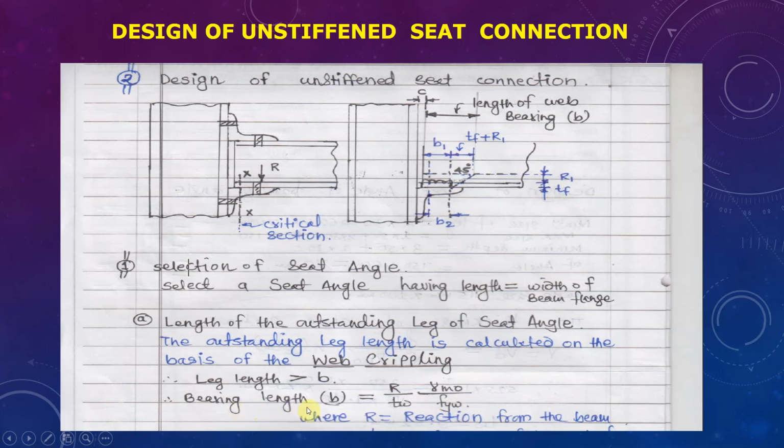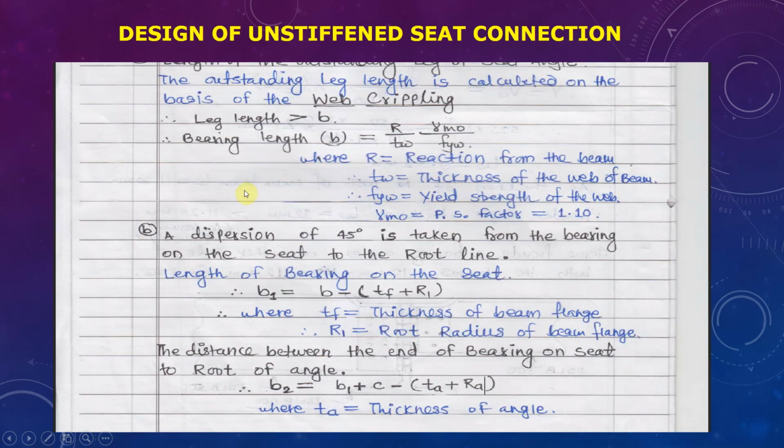So the bearing length B is equal to R upon TW into gamma M0 upon FYW, where R is the reaction from the beam, TW is the thickness of the web of the beam, FYW is the yield strength of the web, and gamma M0 is a partial safety factor which is taken as 1.1.